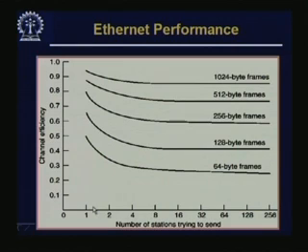As you will see in this slide, with 1024 byte frames, the channel efficiency is very high. If you send small frames, the channel efficiency tends to be smaller. This plot is against the number of stations trying to send.